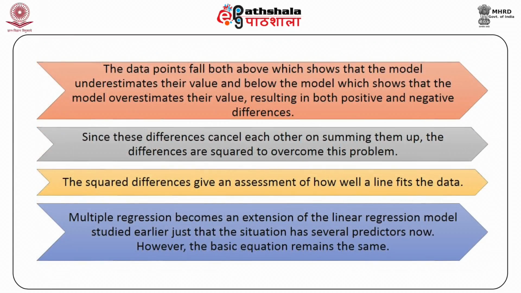The data points fall both above, which shows that the model underestimates their value, and below the model, which shows that the model overestimates their value, resulting in both positive and negative differences. Since these differences cancel each other on summing them up, the differences are squared to overcome this problem. The squared differences give an assessment of how well a line fits the data.